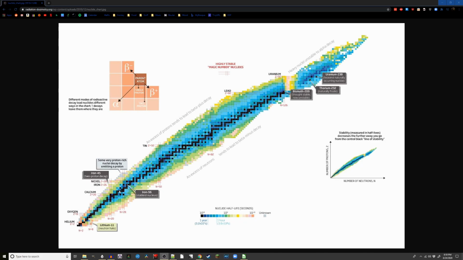So the further away you get from this central black line, you'll notice that the colors go from blue to green to yellow and even to pink in some places. That follows this little scale on the bottom, which tells you exactly how long those elements live. The half-life tells you really how long it takes for half of that particular substance to decay.